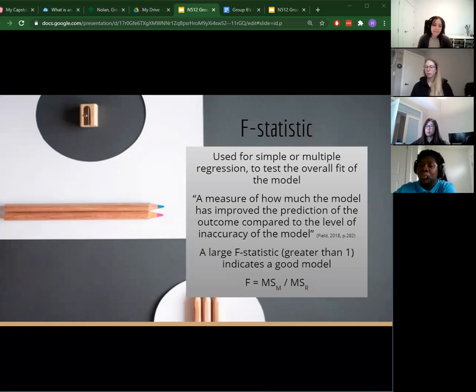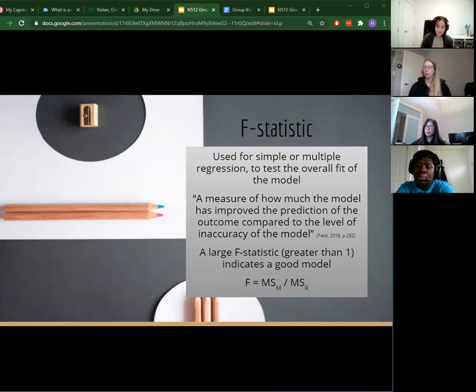Okay, so next we have the F statistic. It's used for simple or multiple regression to test the overall fit of the model. It's a measure of how much the model has improved the prediction of the outcome compared to the level of inaccuracy of the model. If you have a large F statistic greater than 1, this indicates a good model.